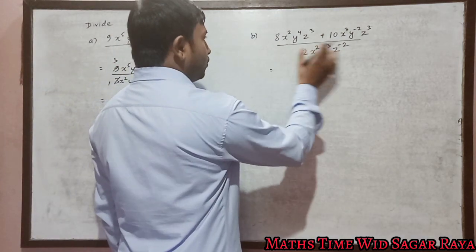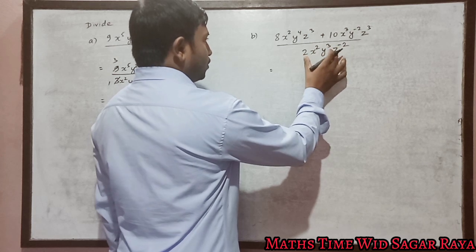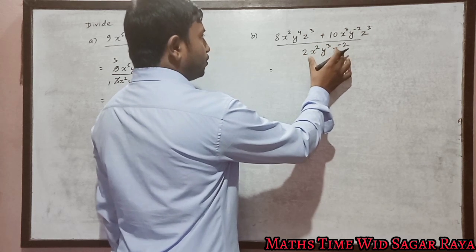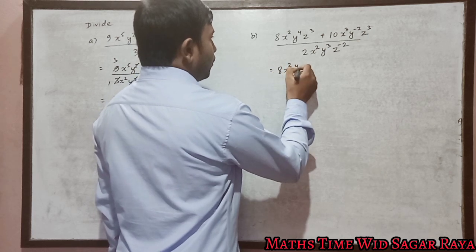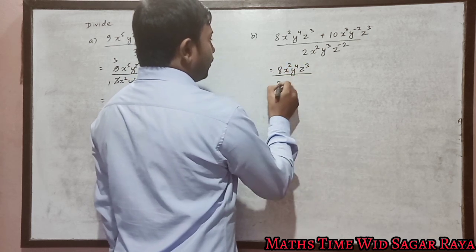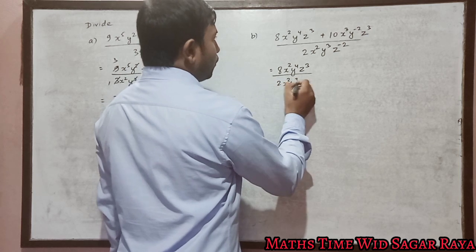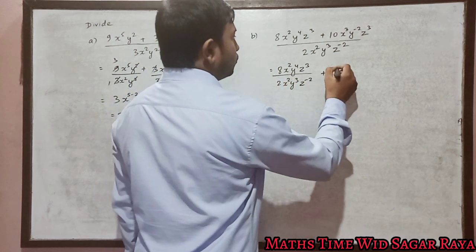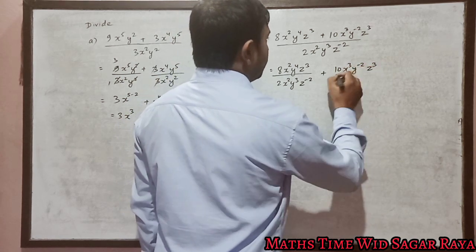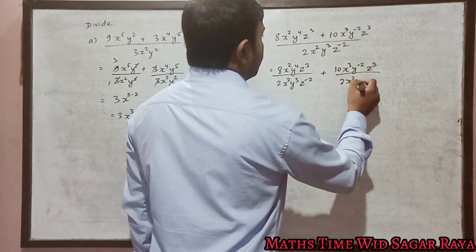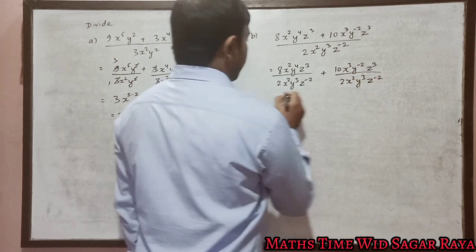So here also we have to split this. This 2x^2 y^3 z^-2, we will divide both of them separately. So 8x^3 y^4 z^3 divided by 2x^2 y^3 z^-2, plus 10x^3 y^-2 z^3 divided by 2x^2 y^3 z^-2.